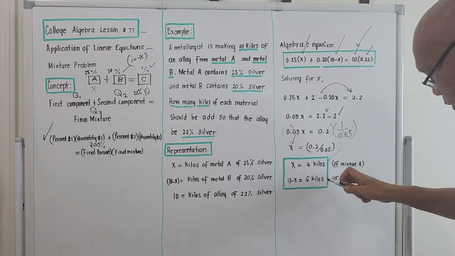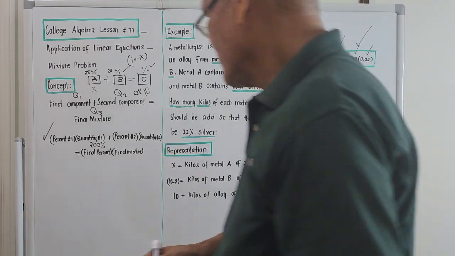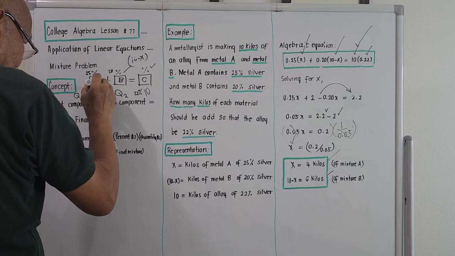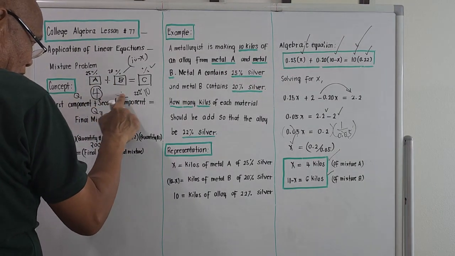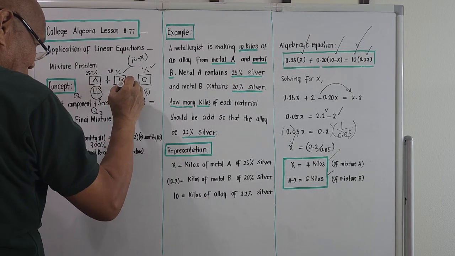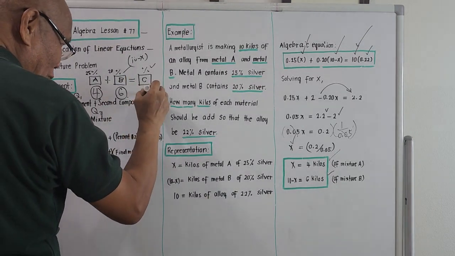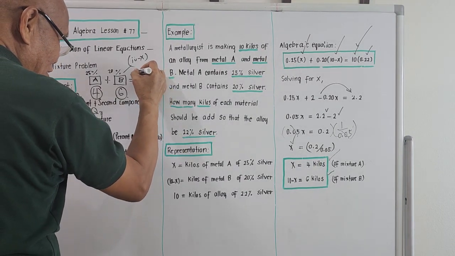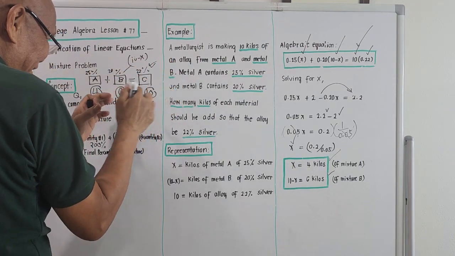Therefore, 10 minus X will be equal to 6 kilos. So the answer here is A should be 4 kilos. B here should be 6 kilos. So the final outcome will be 10 kilos. With this, the outcome will be 22%.